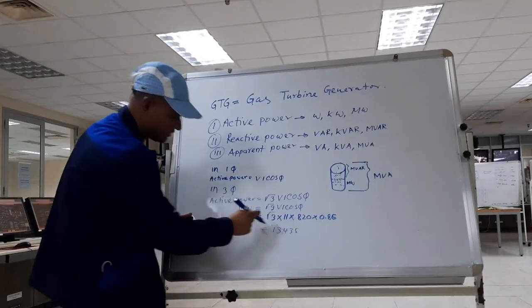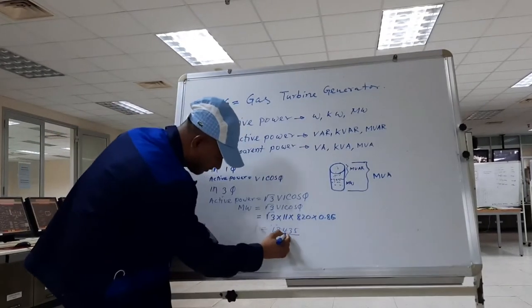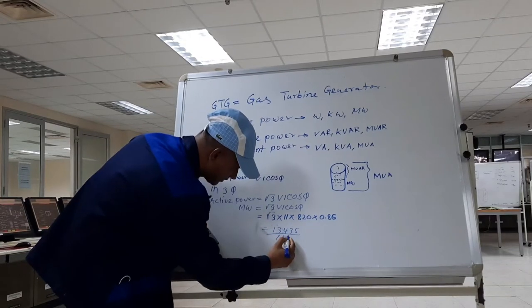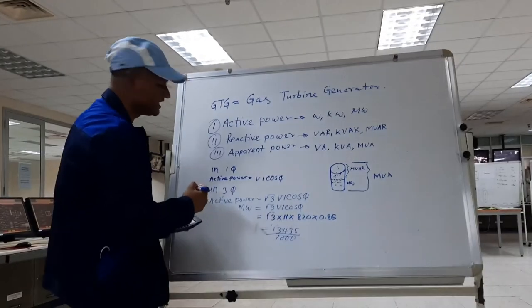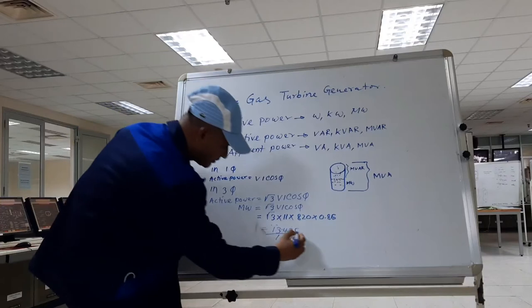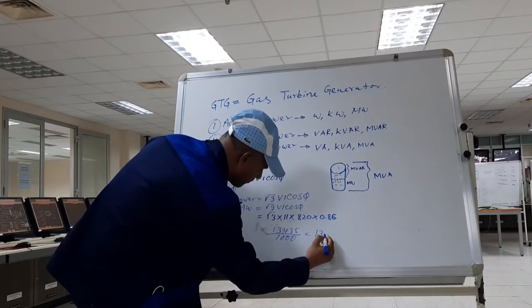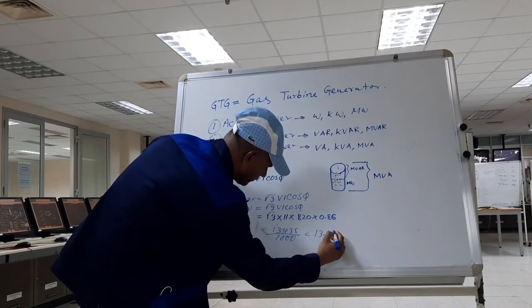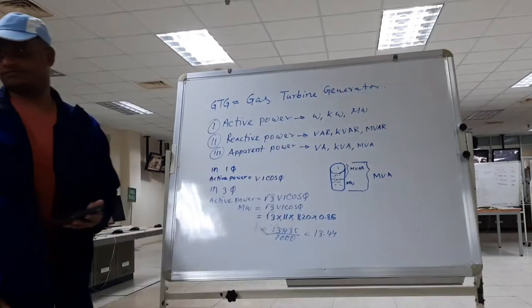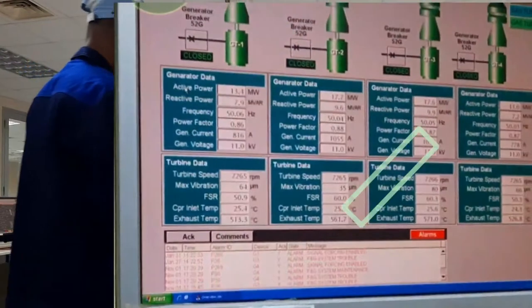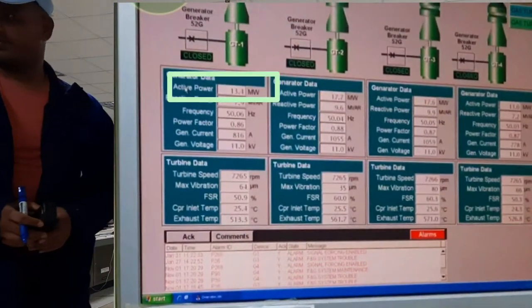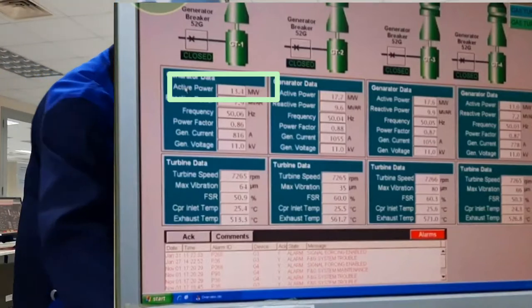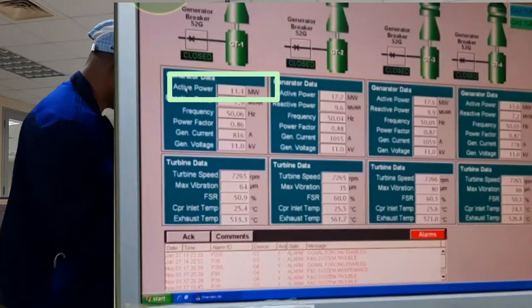If you want the result in megawatts, you divide it by 1000, because this rule normally gives kilowatts. So that time it comes to 13.44 megawatt. So automatically, if current increases, megawatt also increases. Okay, but now you can only calculate this way.